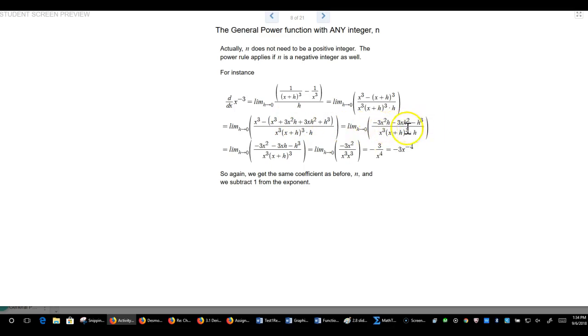Once we take that limit as h goes to 0 here, all we're going to be left with is just minus 3x squared in the numerator. So once we take that limit as h goes to 0 in the numerator and denominator, I'm left with minus 3 over x to the 4th once I cancel factors of x. So if we rewrite this with a negative exponent, that's minus 3x to the minus 4th. So actually the same process applies. Bring down the exponent and subtract 1 from it.